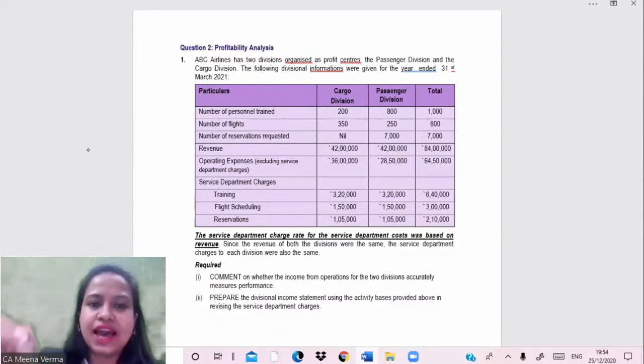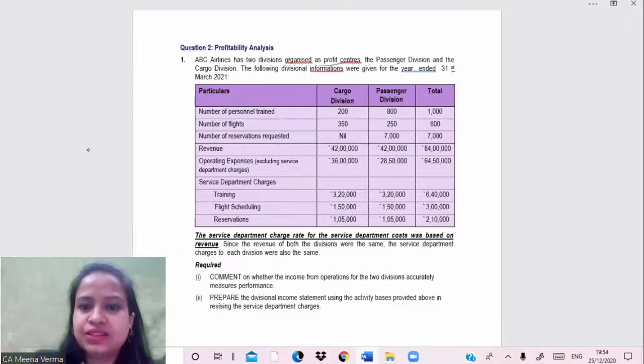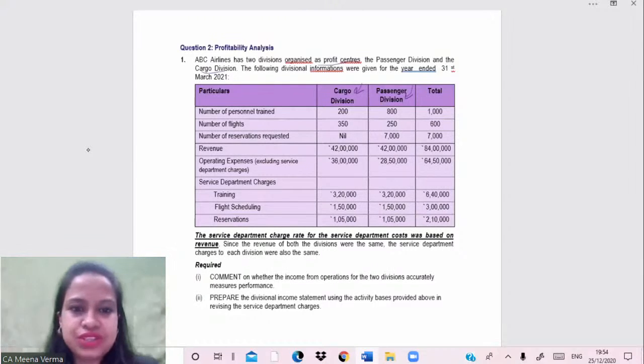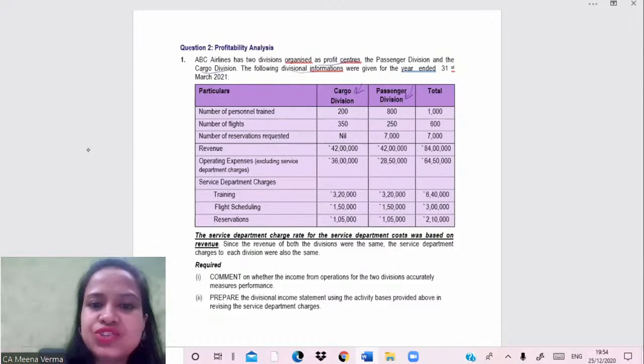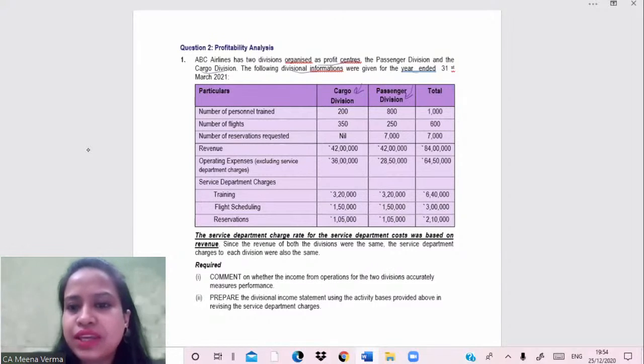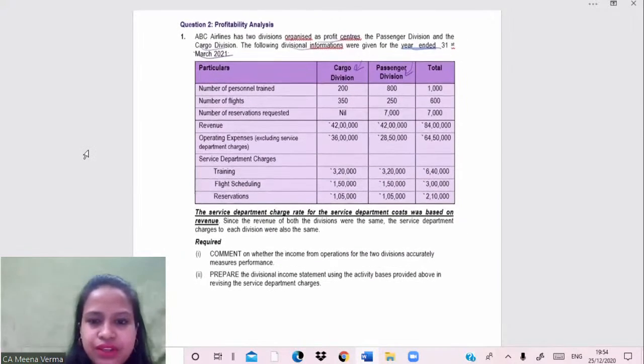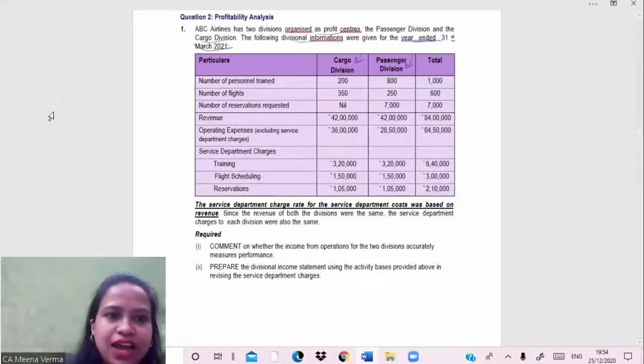ABC Airlines has 2 divisions organized as profit centers, the passenger division and the cargo division. Okay, these are the 2 divisions. The following divisional information was given for the year ended 31st March 2021. What information do we have here?